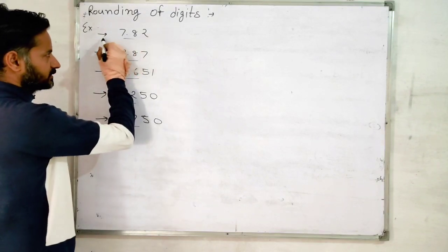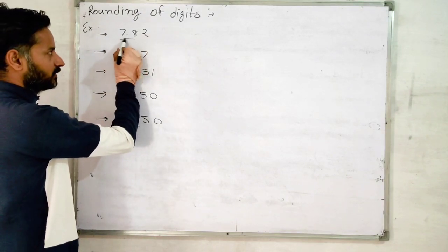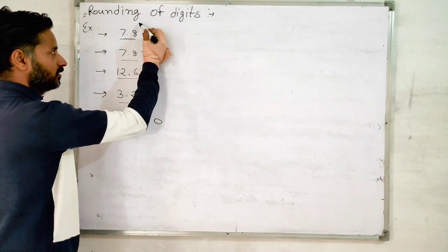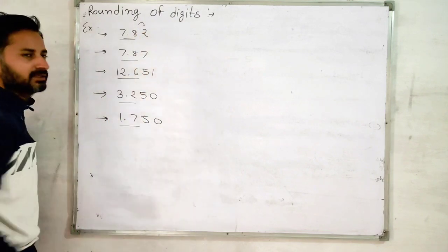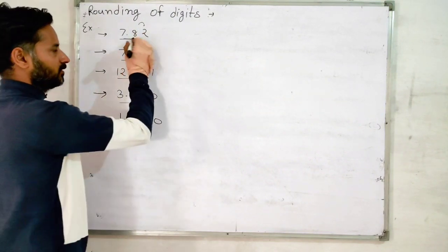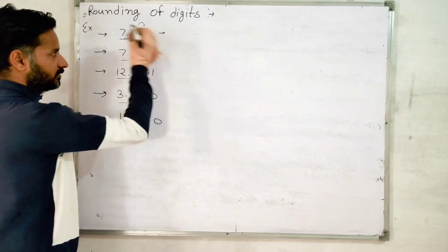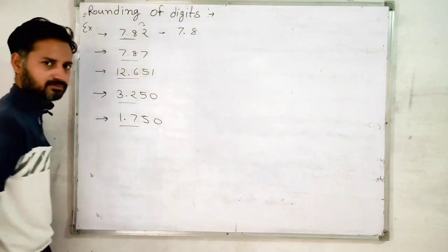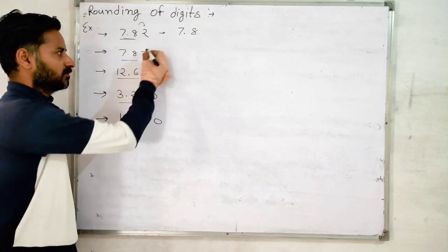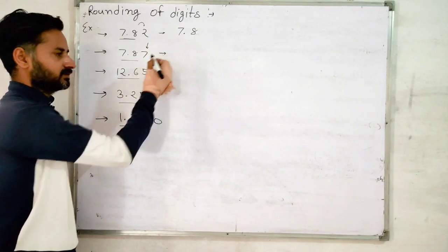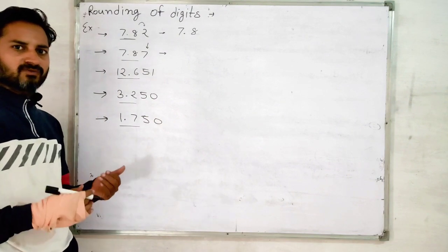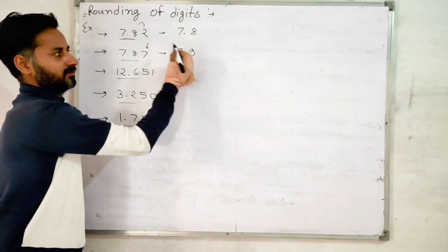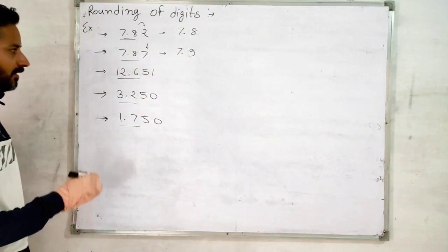For the first example, let me round it off. If the digit which has to be rounded off is less than 5, then we will retain the preceding digit, such as 7.8. If the digit is greater than 5, then the preceding number will be increased by 1. In this case, the number will become 7.9.